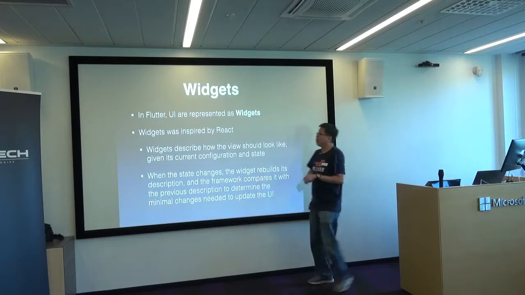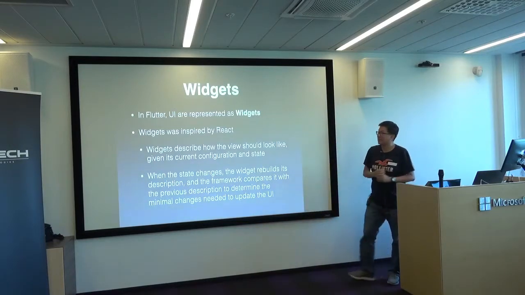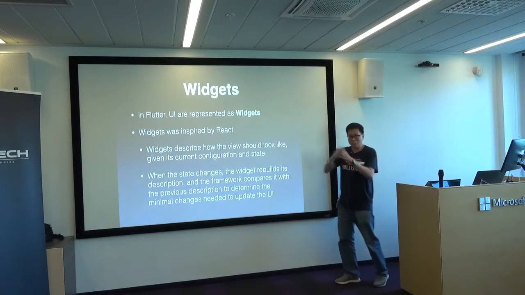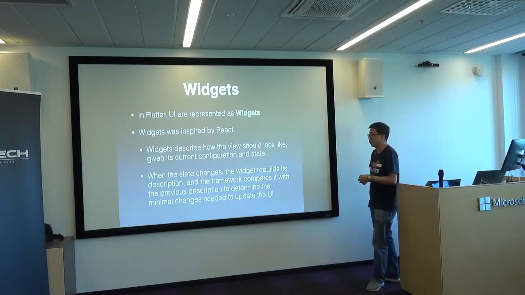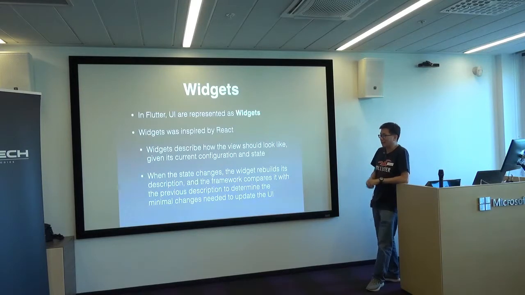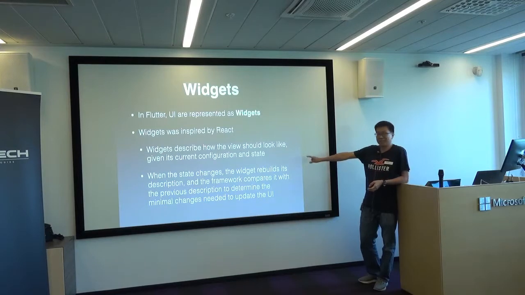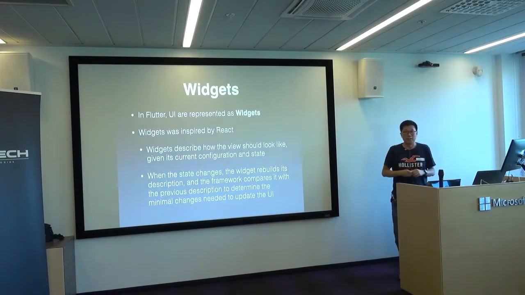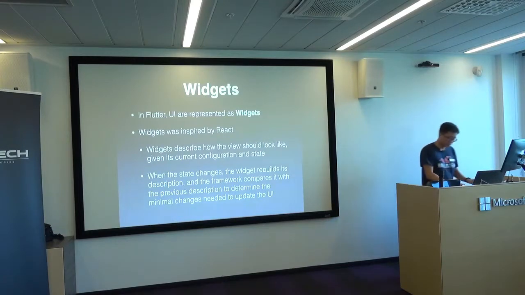In Flutter, UI are represented as widgets. Widgets were inspired by React. So widgets are basically the UI element. They describe how the view should look given its current configuration and state. When the state changes, the widget rebuilds its description, and the framework compares that with the previous description of the widget to determine the amount of changes that they need to update on the screen. So this is one of the nice things about React Native when it comes to updating the UI.